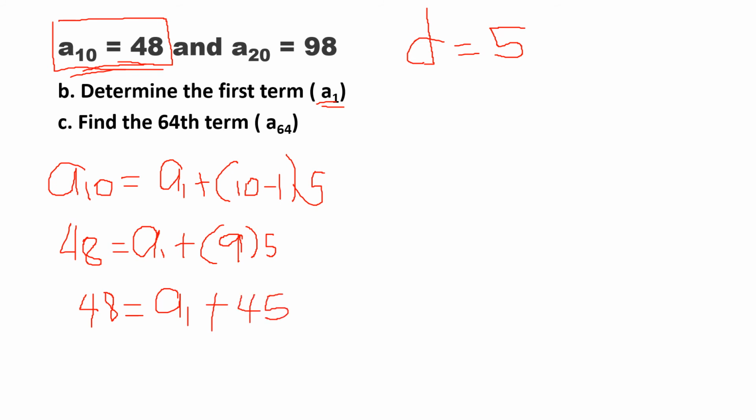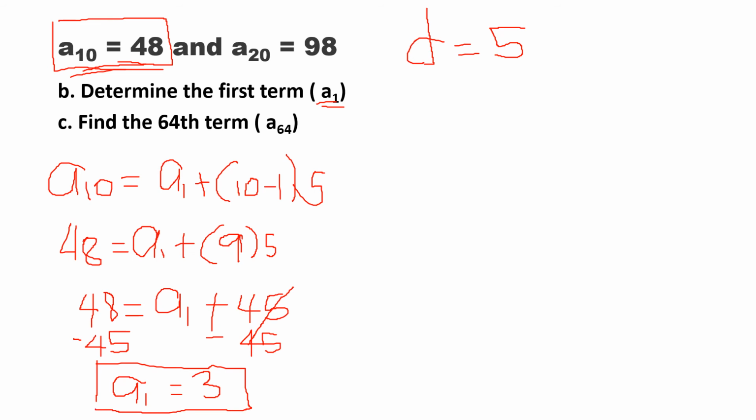So, para ma-solve natin yung a sub 1, subtract natin sa 45 both side of our equation. 45. So, ma-cancel natin to. Then, a sub 1 equals 48 minus 45. The answer is 3. So, this serves as our a sub 1. Okay, so we are done with letter B.